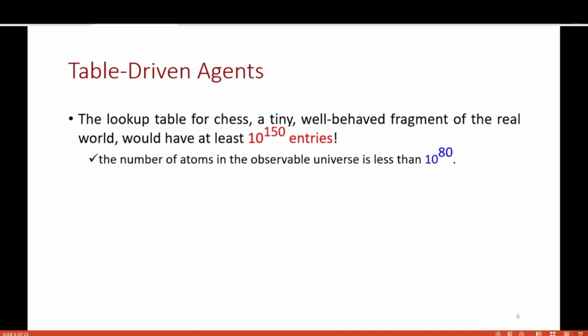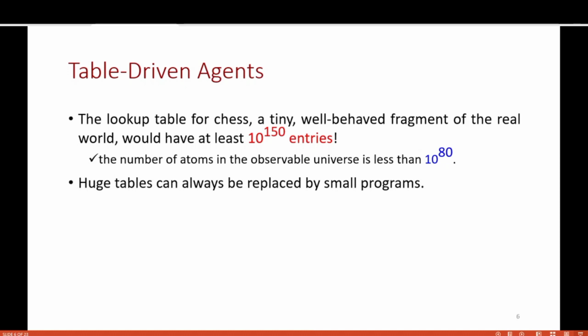And even if you have the storage available to store such a huge table, how would you find time to populate such a huge table? Okay, that becomes really an issue. So we can replace these huge tables by small programs.